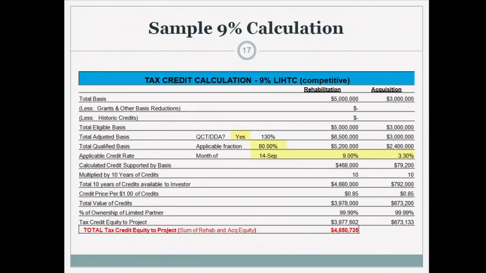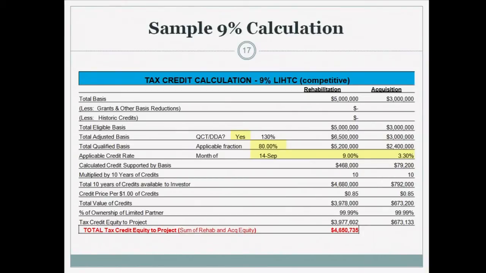So if you multiply that basis times 9%, you'll see that you have the credit that's supported by the basis of just under $500,000. This is a 10-year credit, so you multiply that number by 10 years, and you get $4.68 million of credits.